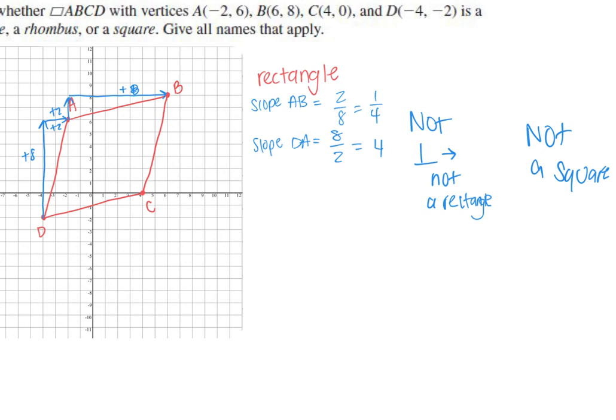that it has to be a rhombus. You have to prove it. What do we know about rhombuses? At least one angle is 90. No, that's a rectangle. What do we know about rhombuses? The sides are congruent.